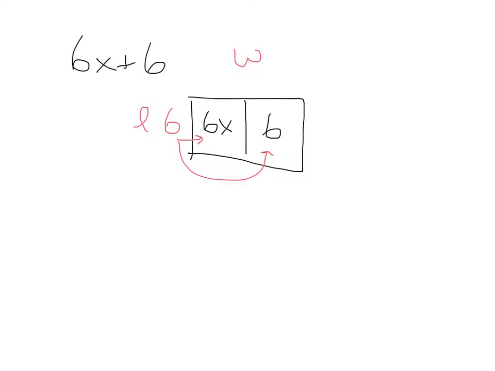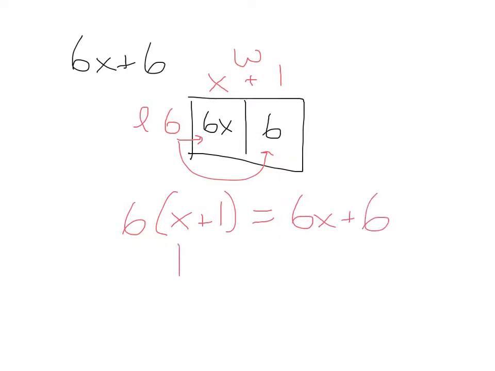6 times what equals 6x? Well, that has to be an x. And 6 times 1 has to be 6. So now I can say, well, the number 6 times the quantity of x plus 1 is equal to the sum 6x plus 6. So this is the factored form.